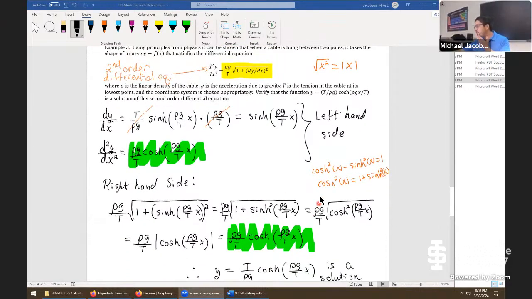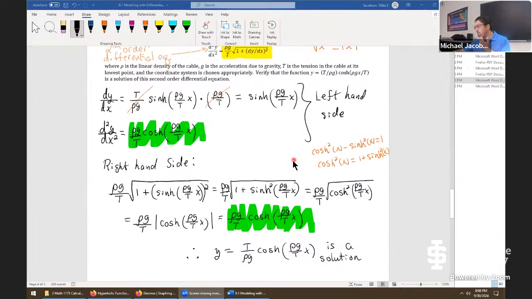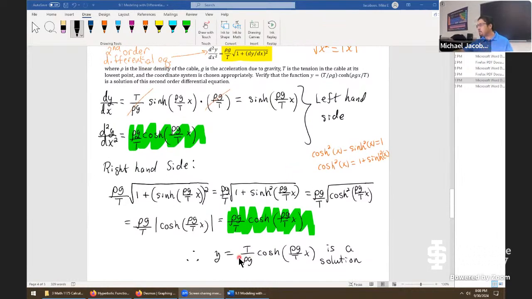The rho and G and T flip. Let me see. So from here, oh, I think I see what you mean, Bryson. It was really because of, in this derivative right here, you have the T over rho G that started out. But then you differentiate to get hyperbolic sine, and the chain rule gave us rho G over T again. So they just fully canceled out on this step.